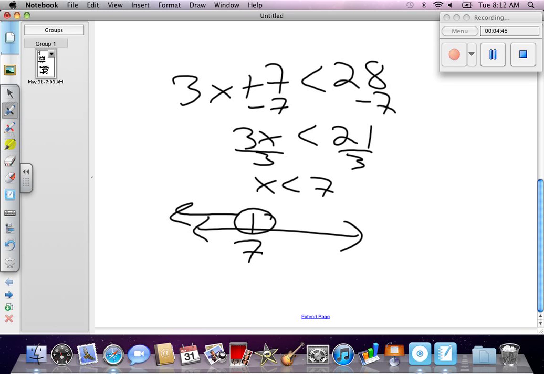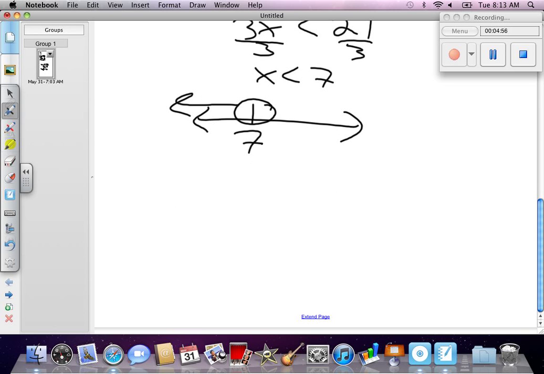One of the things that Ms. Kellerman and myself told you could write down on your review sheet is that if you divide or multiply by a negative, you have to flip the inequality. So that might be something good to write on there.